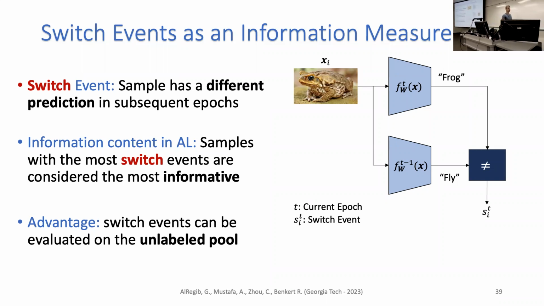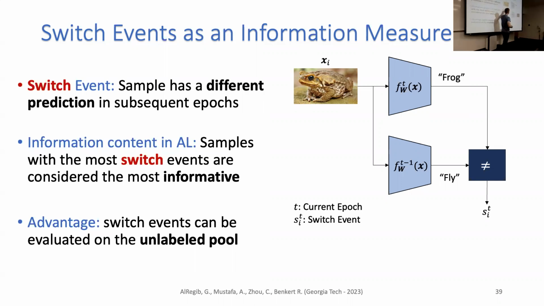Remember that forgetting events happen because we classified something correctly in the previous epoch and are now not classifying it correctly. A switch event is essentially the same concept, but it doesn't look at correct or incorrect. It just looks at whether the prediction switches. So instead of correct or incorrect, it looks at, well, class 1, now it's class 2. The idea is that we're switching between these.